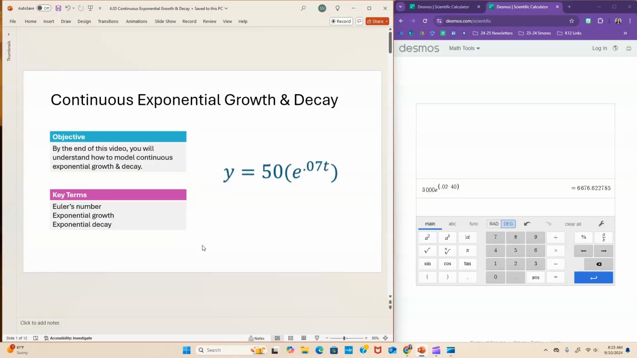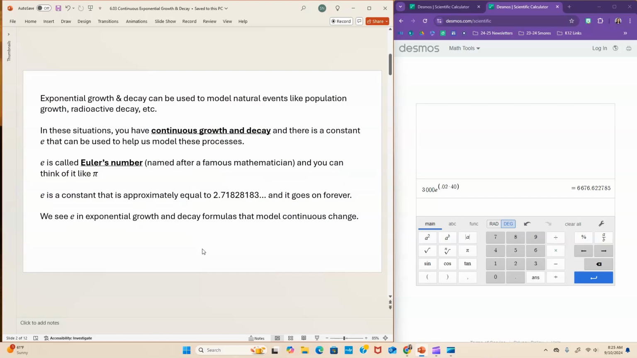So in this video, we're going to talk about how to model continuous exponential growth and decay. Exponential growth and decay can be used to model natural events like population growth and radioactive decay. What happens in these situations is you have continuous growth and decay, and there's a constant e that can be used to help us model these processes.